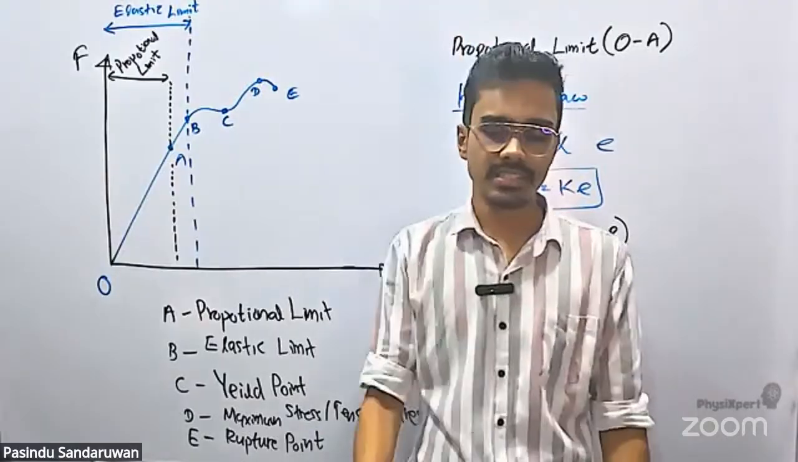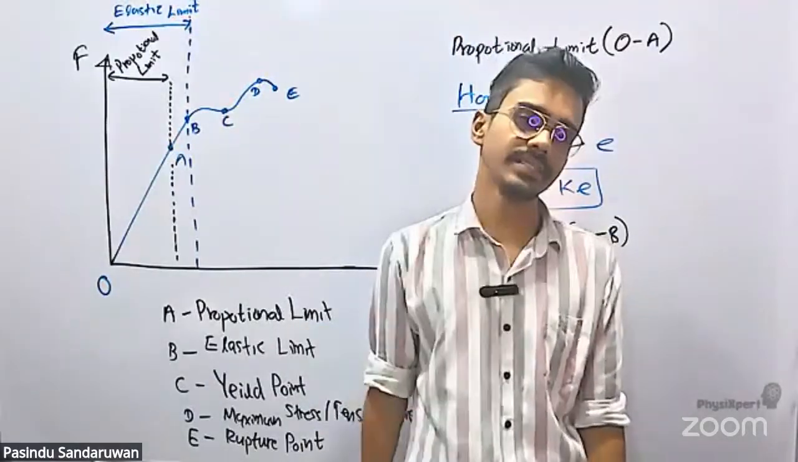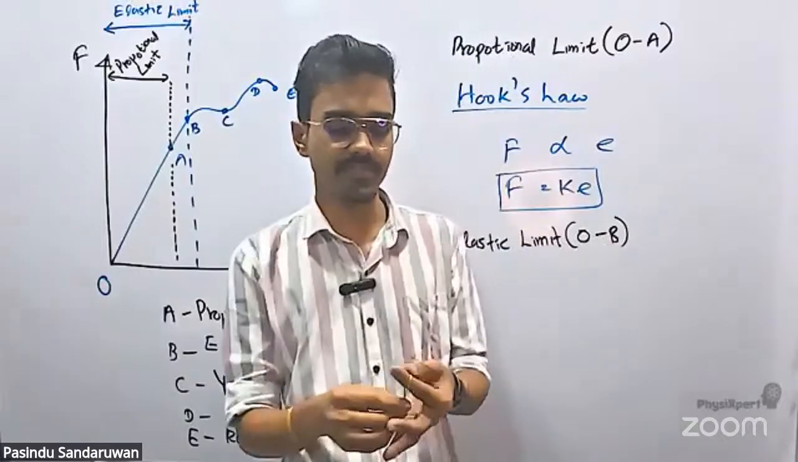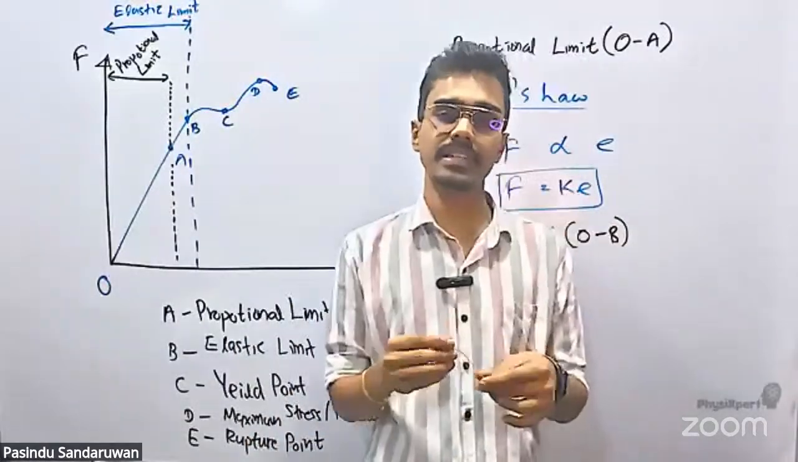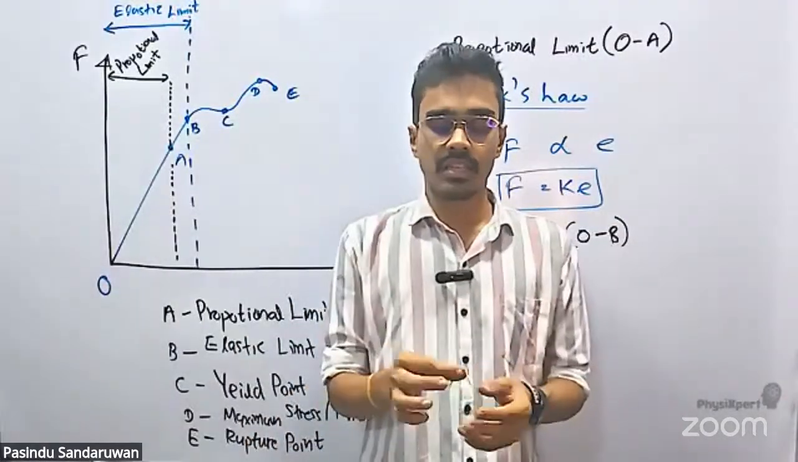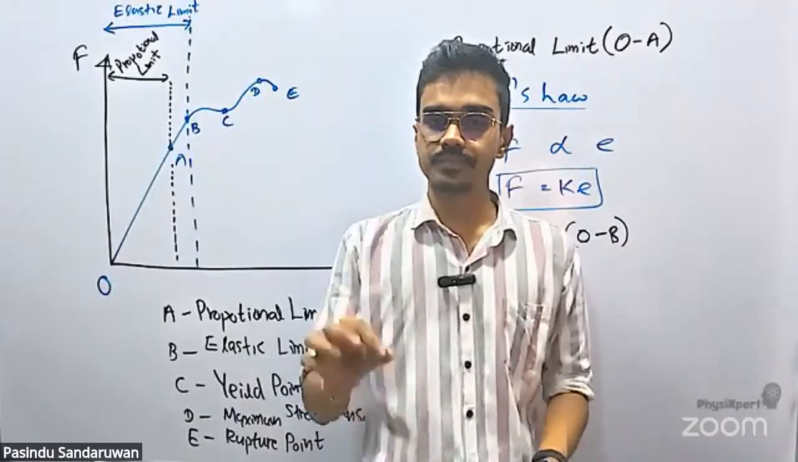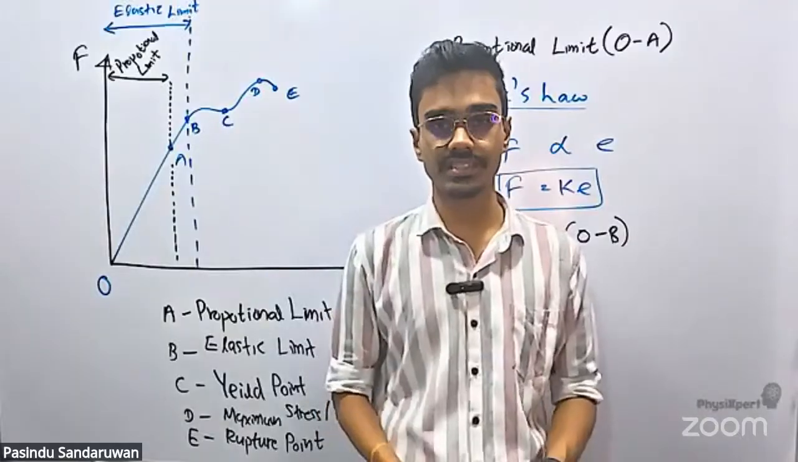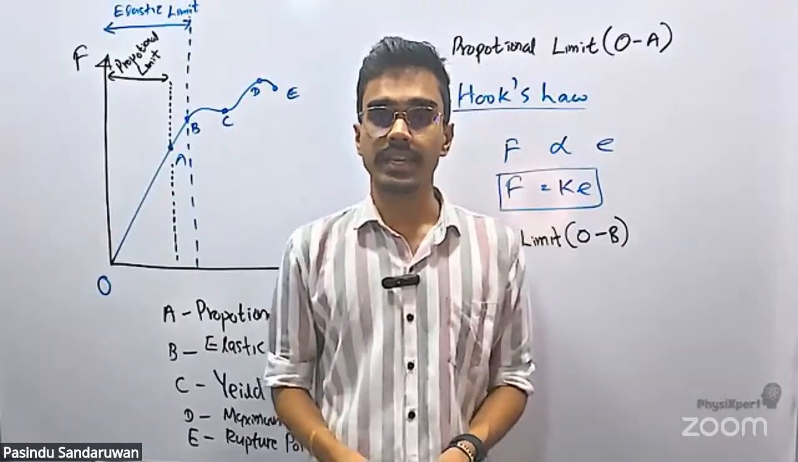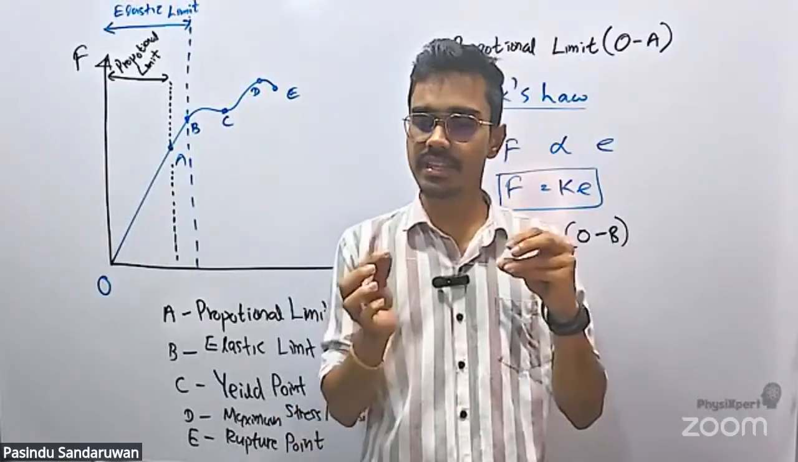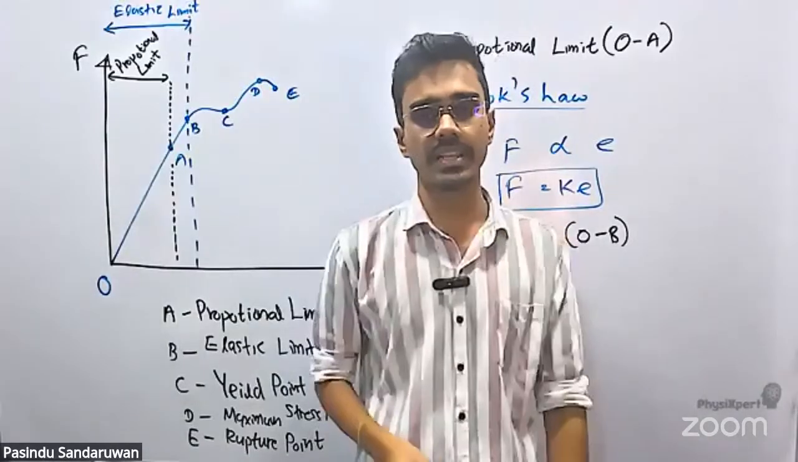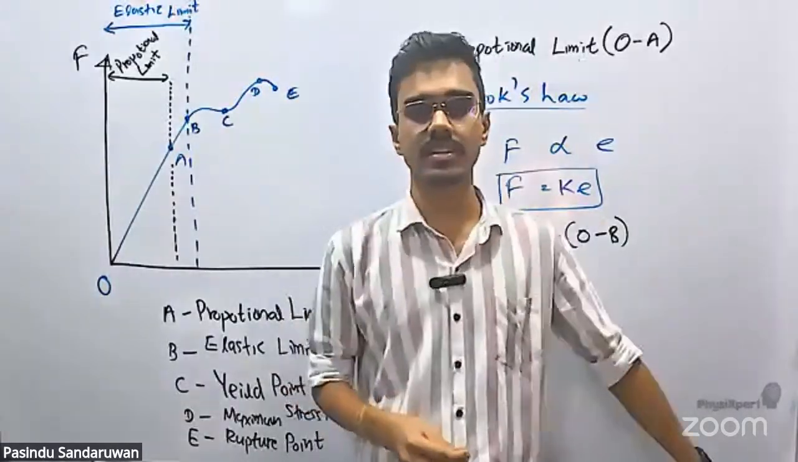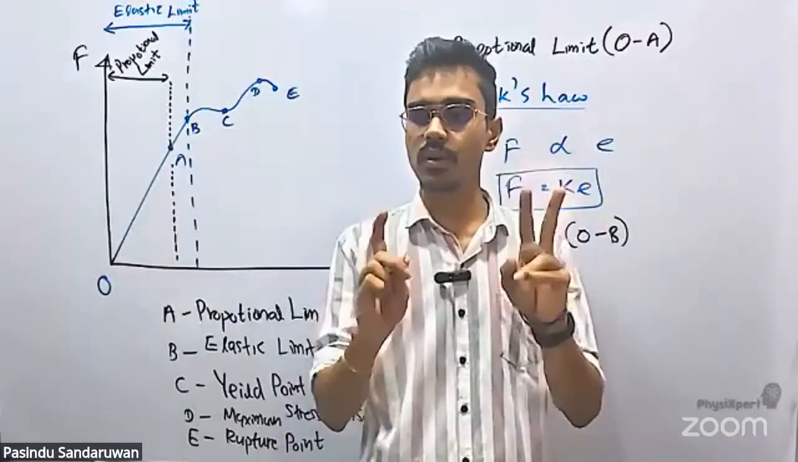That happens only within the elastic limit. So the elastic limit is defined as the limit where the extension becomes zero when the force becomes zero. Elastic doesn't mean only elastic. It should be able to come back as well. It should be able to return to its initial position as well. That is what we call elastic.